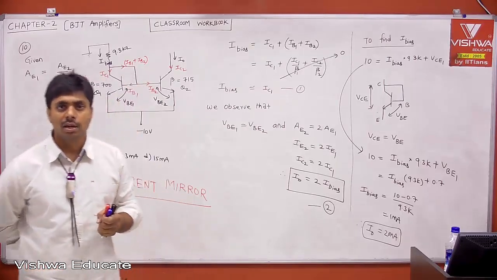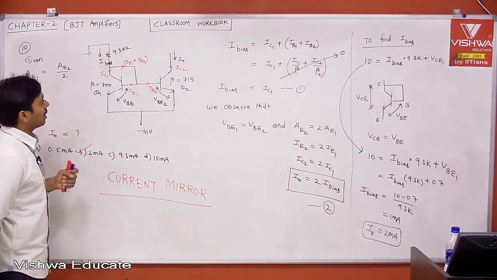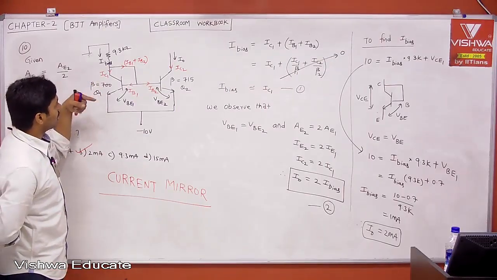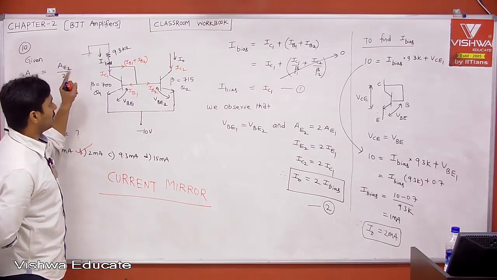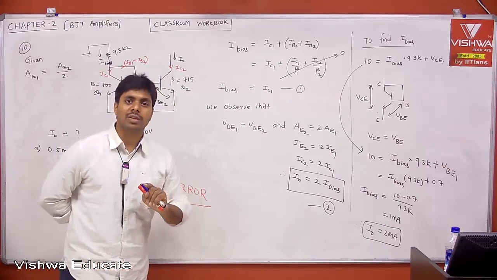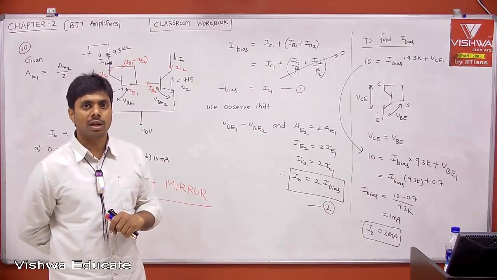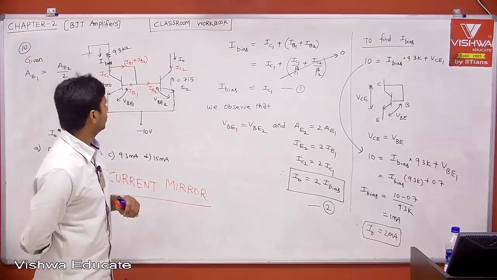We will bias other circuits with respect to this circuit. And if IC1 is fixed irrespective of temperature, process variation, voltage variation, then in all branches your current will be fixed based on the ratio of the areas of transistors. Okay, that is so powerful.